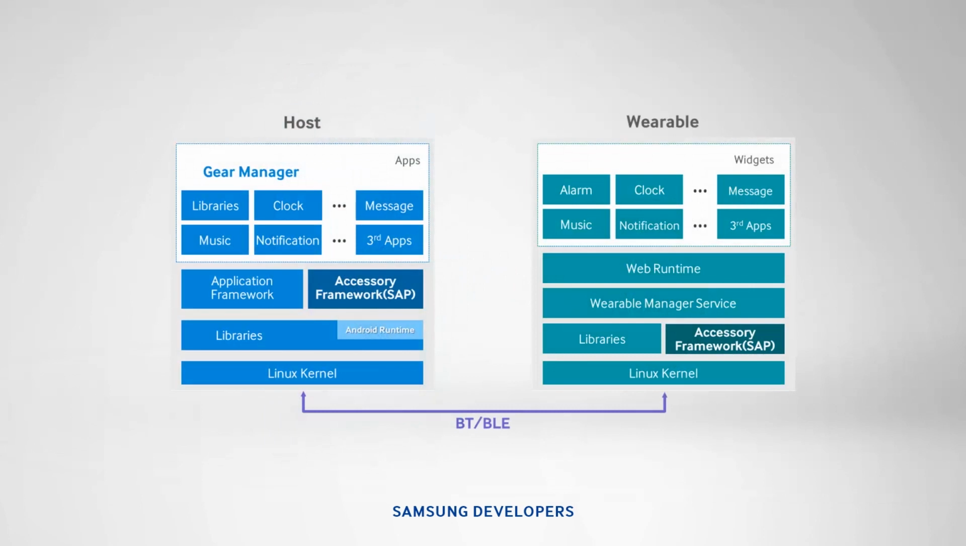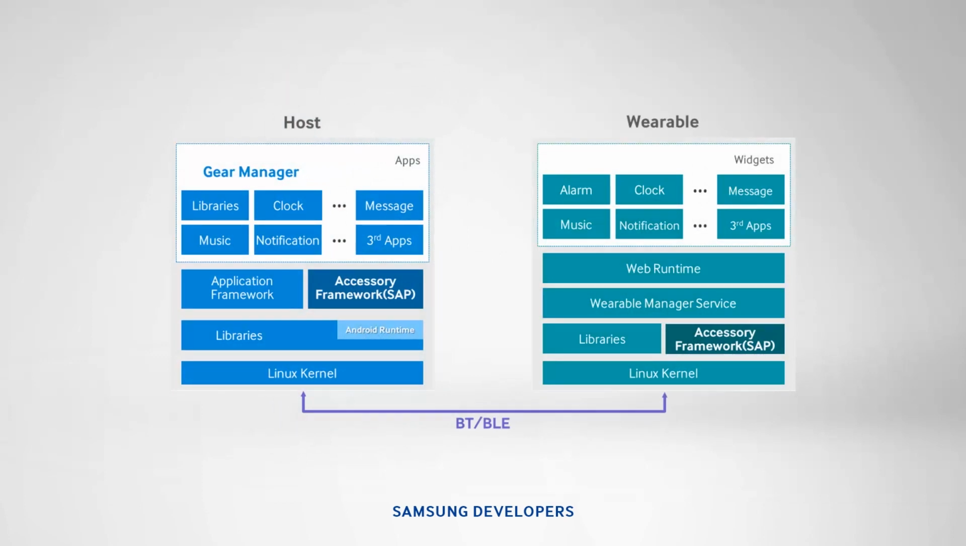We can see that they both have the accessory protocol, also known as the Samsung Accessory Protocol or SAP, in their architecture. SAP acts as the protocol for their communication with Bluetooth or Bluetooth Low Energy. On the host software, we can see the Gear Manager. It is used to install, configure, and manage Gear applications on the wearable device. On the wearable architecture is the Wearable Manager service. The Wearable Manager service receives instructions from the Gear Manager, such as installing a certain Gear application to the wearable device.